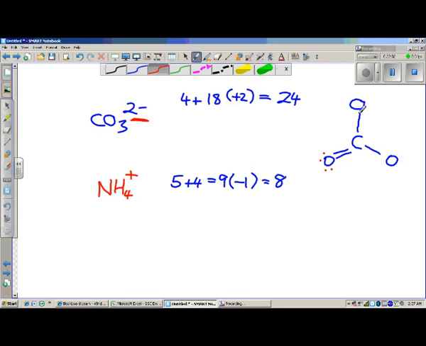Now this oxygen here, how many electrons does it want around it? Well, it wants 8. Right now it only has 2. We can't form any new bonds to it, so how many lone pairs do we have to put around it? We've got to put 6 electrons or 3 lone pairs around it. Okay, and we're going to do the same here. Now let's just count up the number of electrons here. 2, 4, 6, 8, 10, 12, 14, 16, 18, 20, 22, 24.